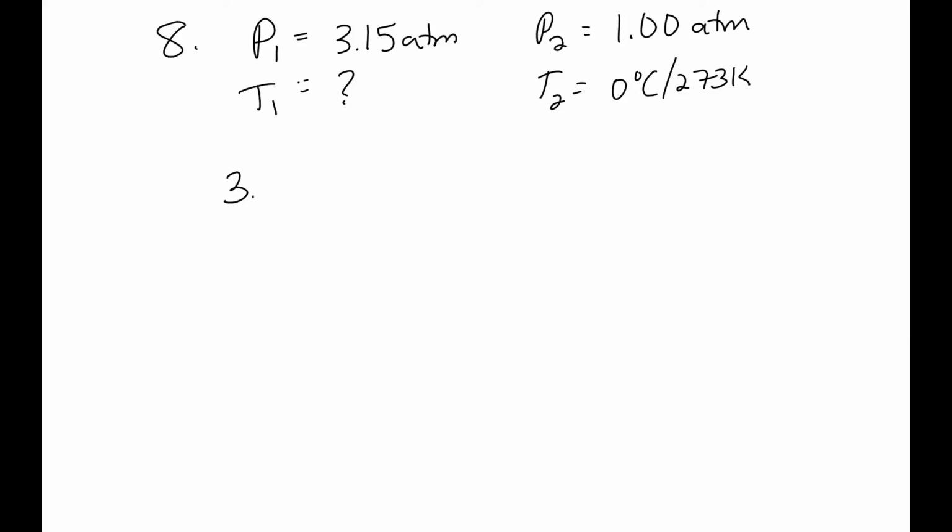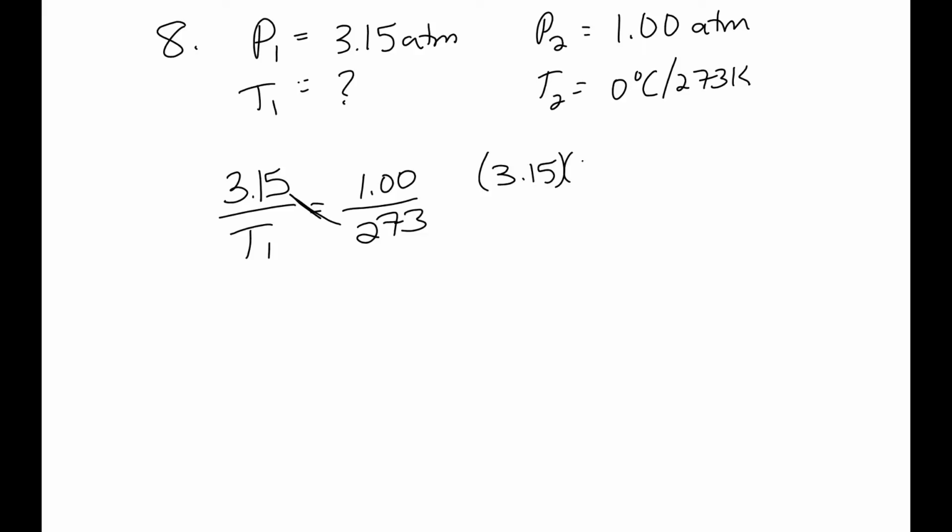So it's 3.15 over T1 equals 1.00 over 273. So this is 3.15 times 273 divided by 1.00. And when we do that, we get 860 K. 860, oops, that's a 6.